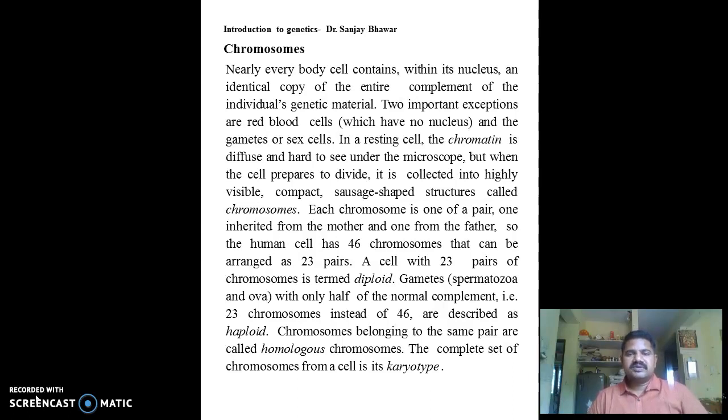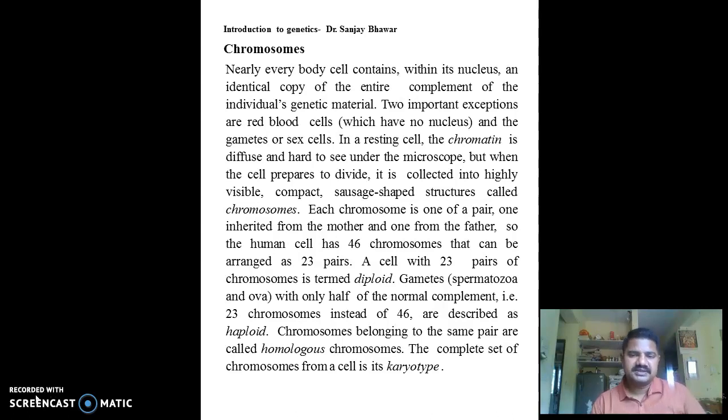Each chromosome is one of a pair, one inherited from the mother and one from the father. So the human cell has 46 chromosomes or 23 pairs of chromosomes. Every cell has 23 pairs of chromosomes. A cell with 23 pairs of chromosomes is termed a diploid cell because it will have one chromosome from the mother and one from the father.